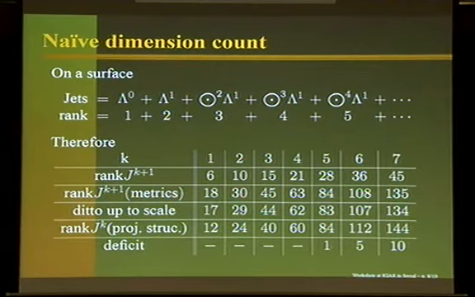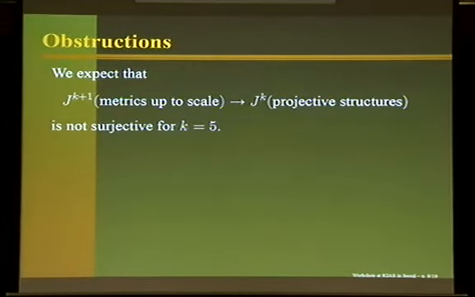But it's quite high, 5th order. So this is what we expect to happen. This is the naive dimension count. And what you expect to happen then is that this is not surjective when k is equal to 5. So you can't hit the 5th jets of projective structures.